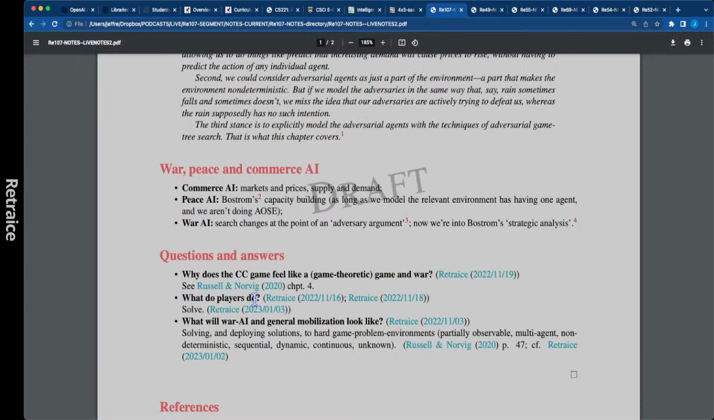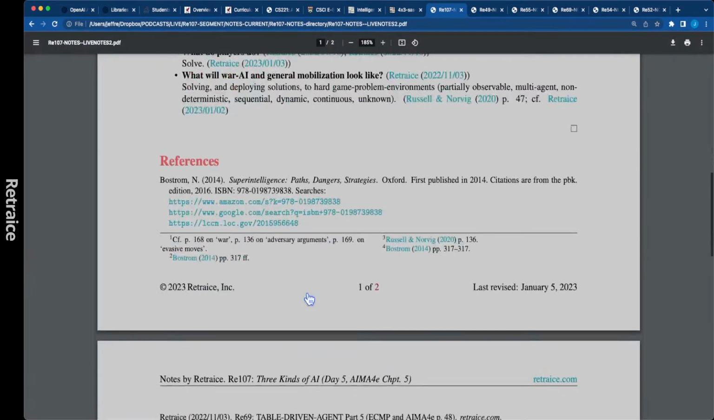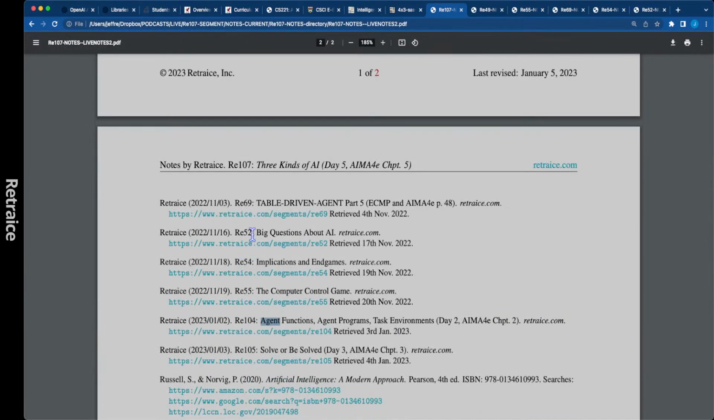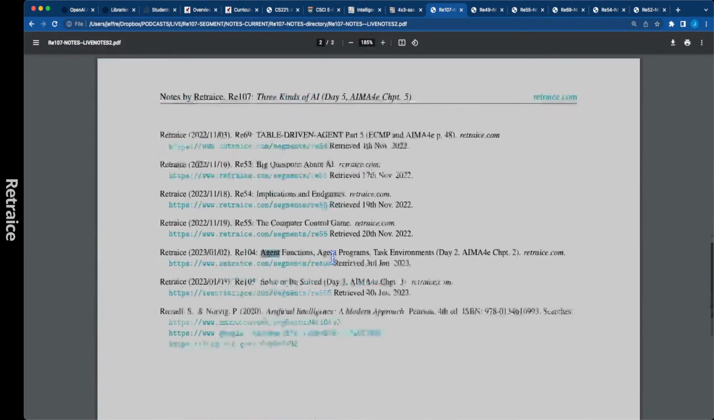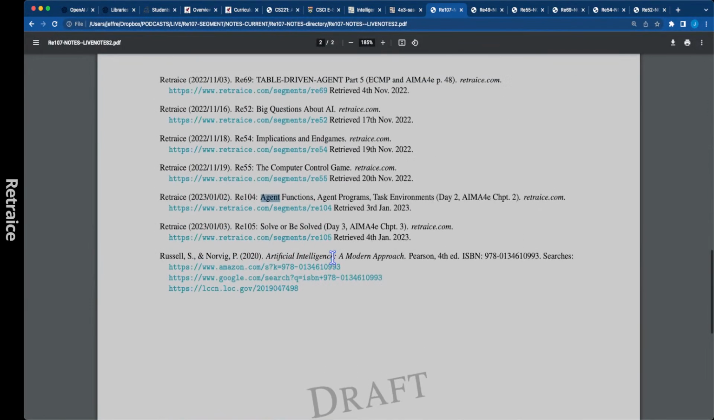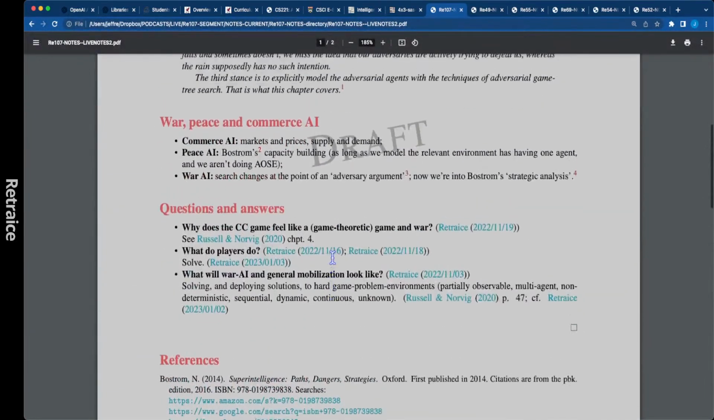Well, what do players do? And we asked that in 11.16, 11.18, Re52 and Re54. The answer came in 1.3, Re107: solve. Players solve. Players in the AI computer control game theory game, they solve. We talked about that at length.